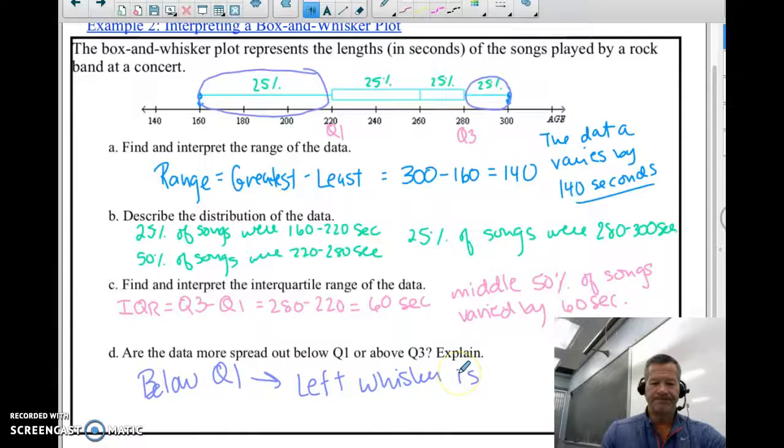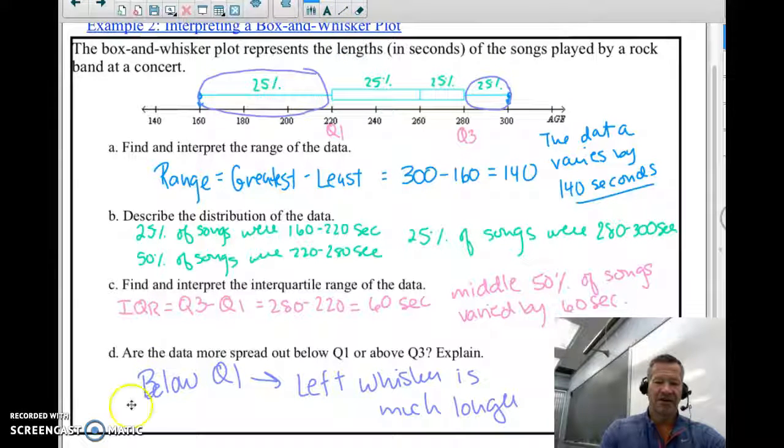And that's it. So that is how you interpret a box and whisker plot. So we've got one example left in this section.